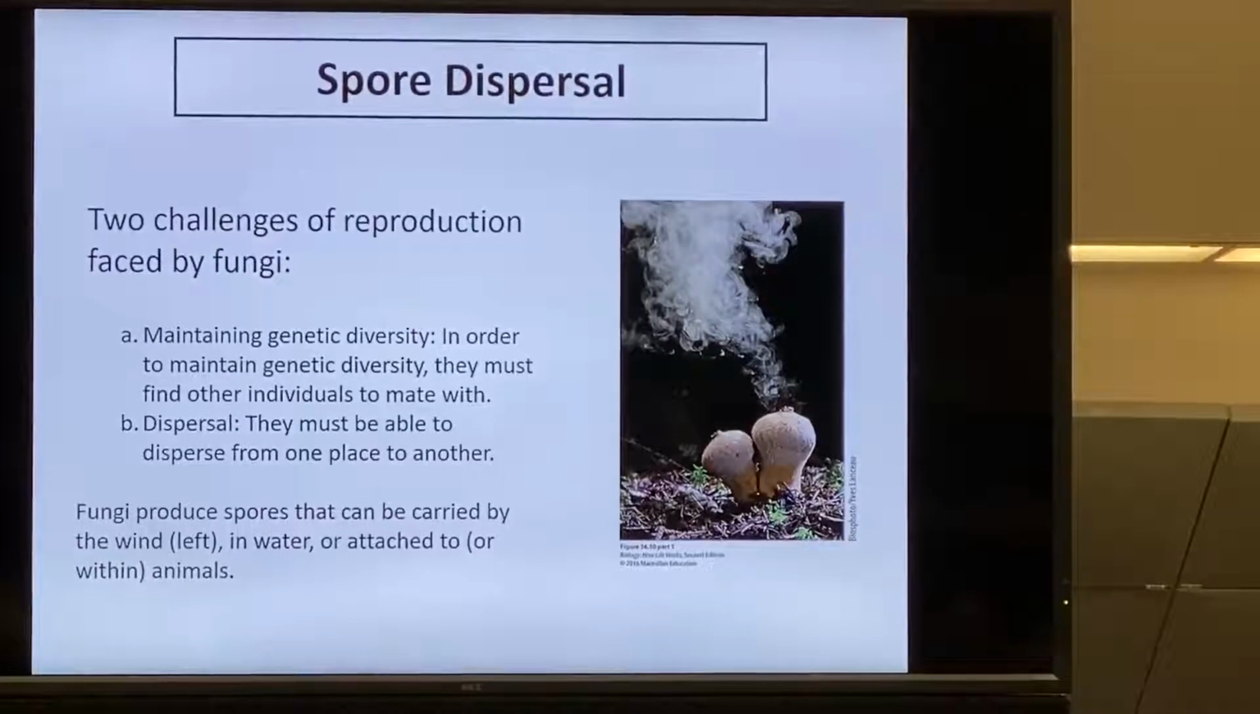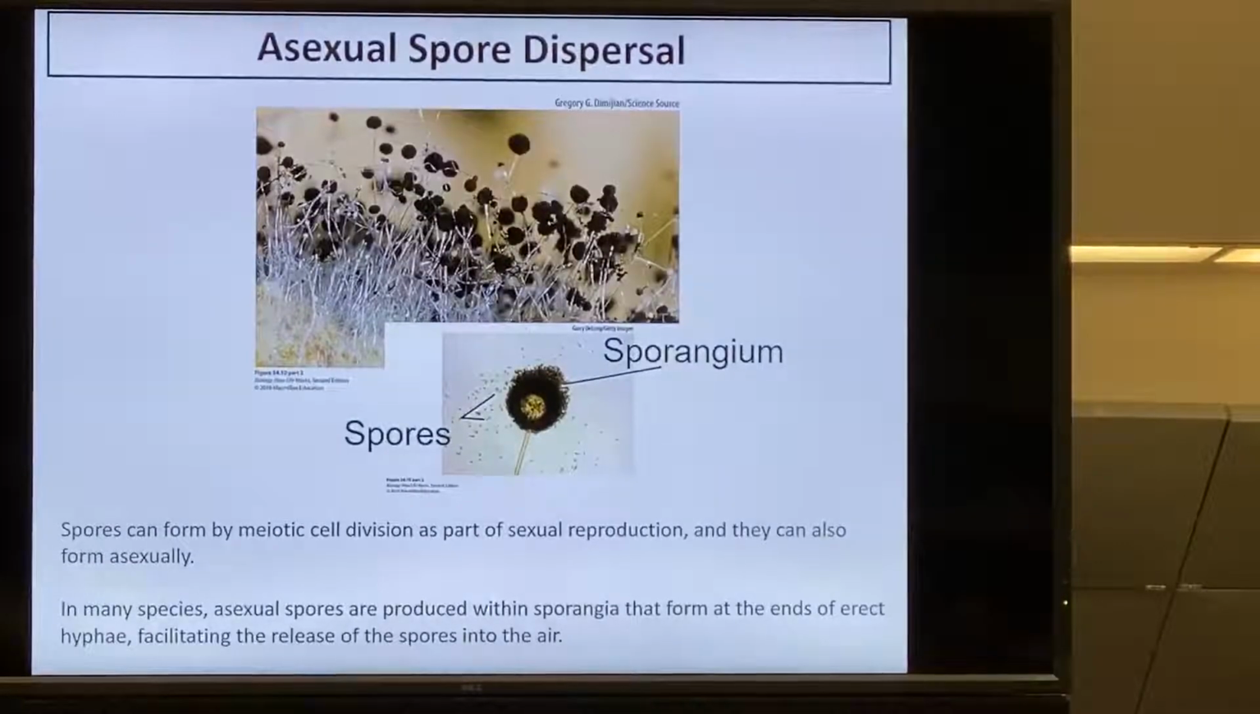Here you can see that fungi produce spores that can then be carried by the wind. And if insects land on them, those spores can also be taken to another location by those insects. This should sound relatively familiar. Spores can form by meiosis as part of sexual reproduction. They can also form asexually. In many species, asexual spores are produced within the sporangia that form at the ends of the hyphae. You can see that up there. Is this your red mold? This is your red mold. Yeah, this is red mold. Because they're up and elevated, they're able to be dispersed that way by wind.